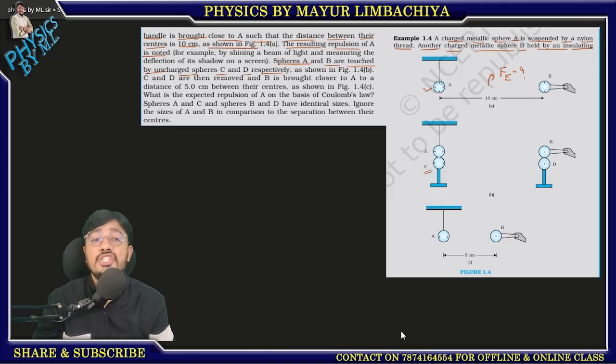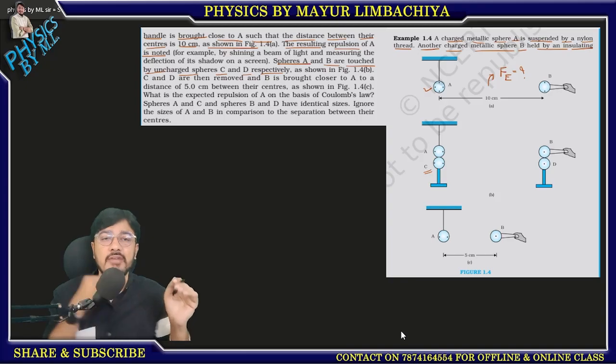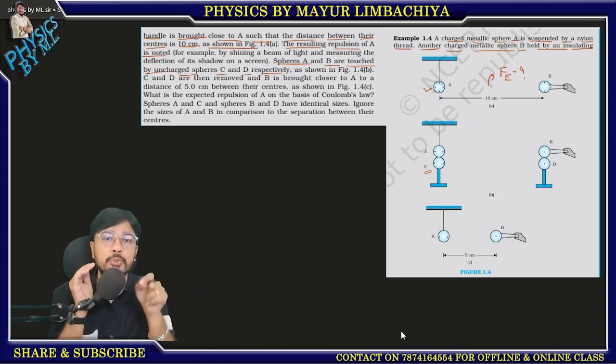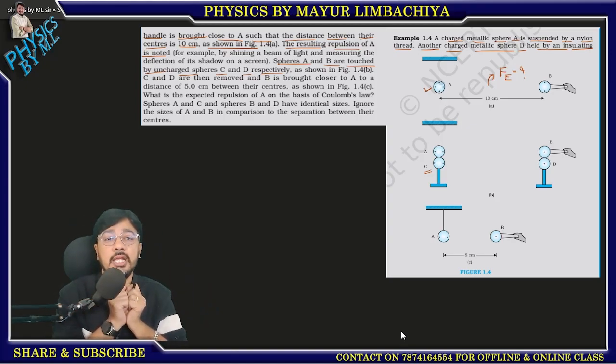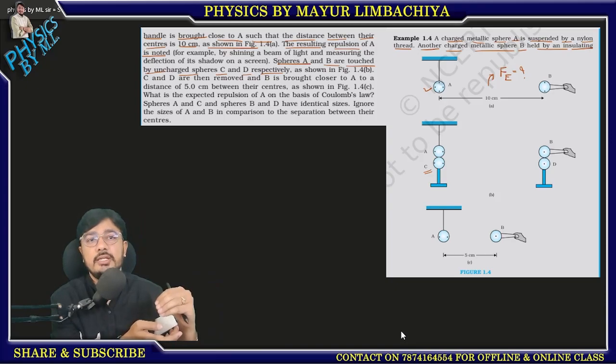another uncharged sphere C and D, which are made of the same material and have the same dimensions, are touched to metallic sphere A and metallic sphere B. What will happen? We know that when we touch a charged body and an uncharged body, charge will move from the charged body to the uncharged body. Fine. So here in this case, charge will move from sphere A to sphere C, and similarly from sphere B to sphere D.